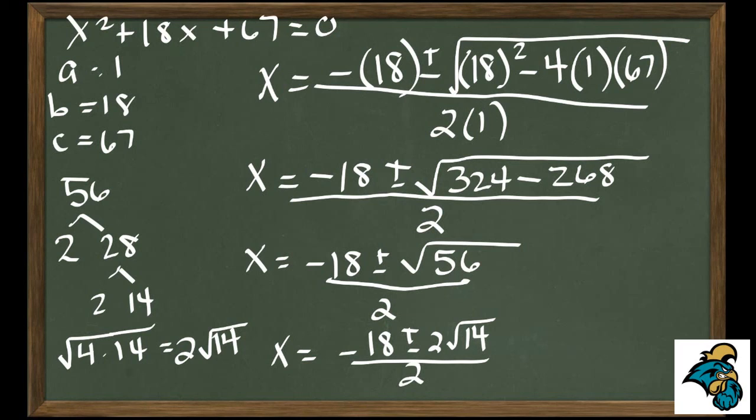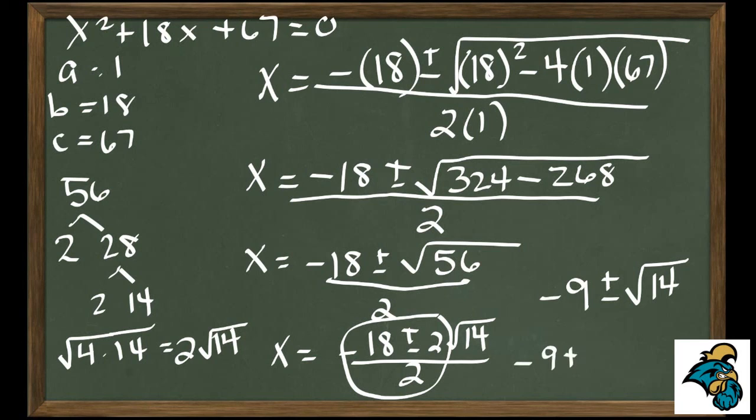So we have to remember that this little area right here, if they're all divisible by the same thing, we can reduce it even more. So that's going to give me, they're all divisible by 2, so negative 9 plus or minus, that 2 turns into a 1, so the square root of 14, divided by, when I take this 2 and divide by 2, I get 1. So my two answers are negative 9 plus root 14 and negative 9 minus root 14. And that's how they're going to want you to type your answer into My Math Lab.